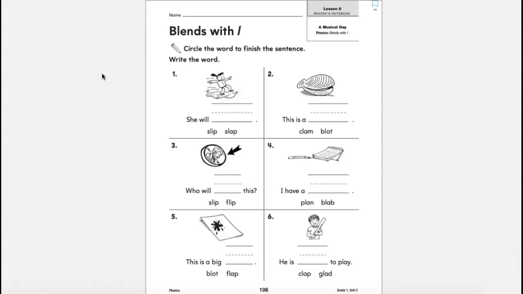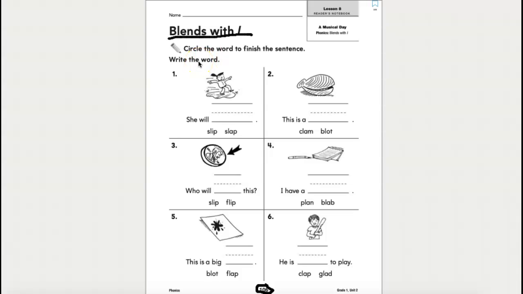For our activity in our reader's notebook, we are going to be working on page 106. So now would be a good time to get out your reader's notebook, and I'm going to circle our page at the bottom of the screen, so page 106. And we are working on blends with the L sound. Our directions tell us to circle the word to finish the sentence, then write the word.